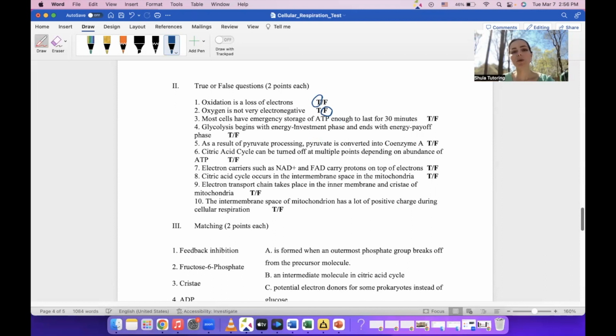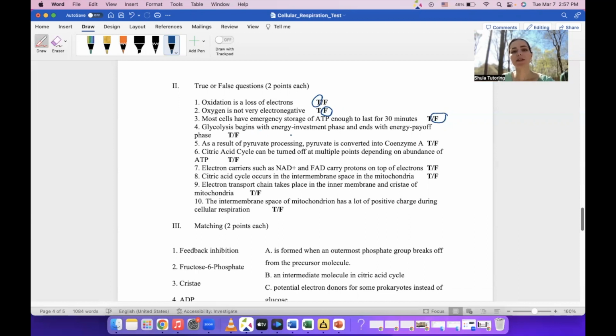Most cells have emergency storage of ATP enough to last for 30 minutes. That's false because ATP is not very stable. It breaks down very quickly, so we can't really have any storage of ATP. What we can do, we can have mitochondria constantly working to generate ATP that will be used very fast.